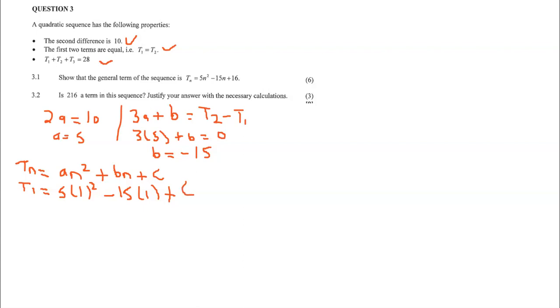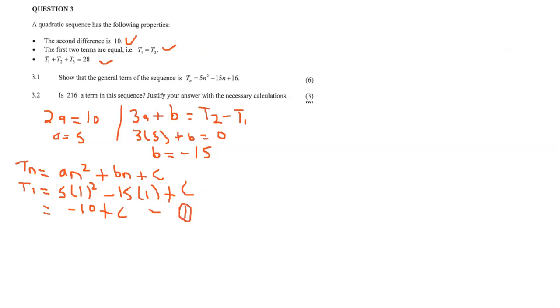So this we can also simplify. 5 times 1 squared will be 5. So basically this would be 5 minus 15, and 5 minus 15 will give us minus 10. So the number will be minus 10 there, plus c. That's what I can end up with. Then just leave this one as maybe our first equation, or T1. That's our T1.